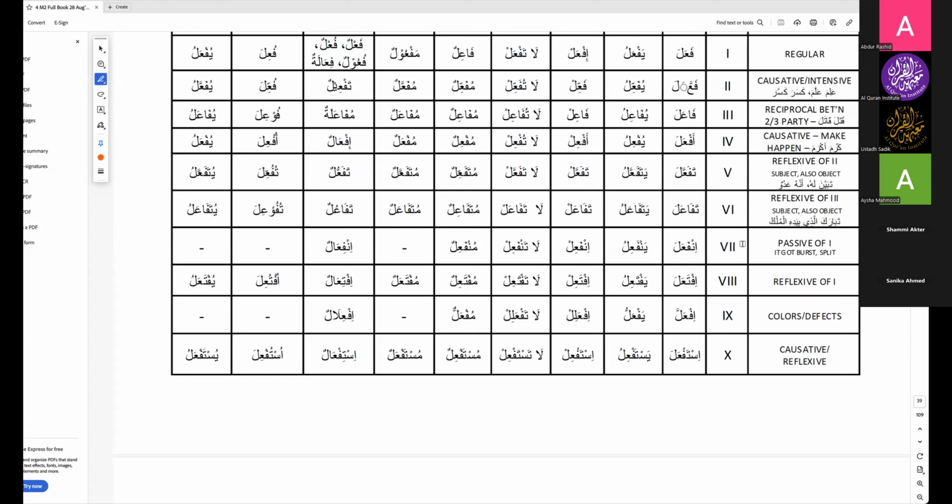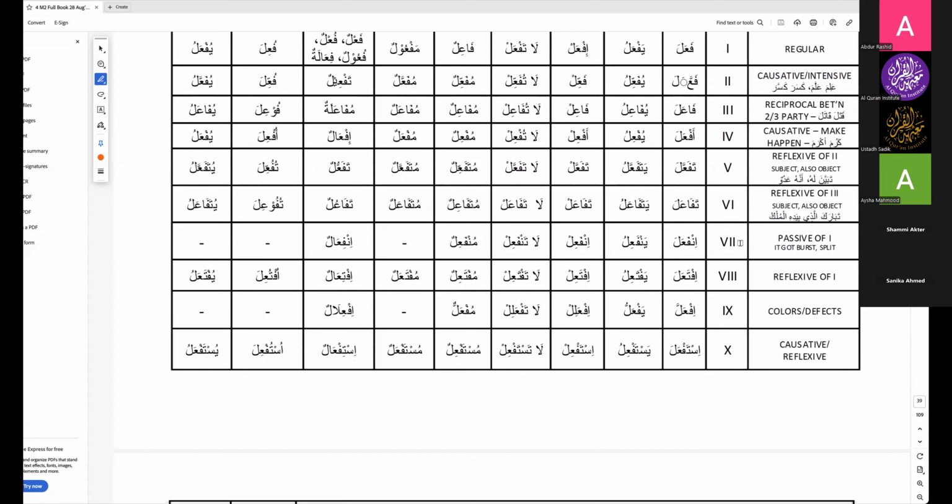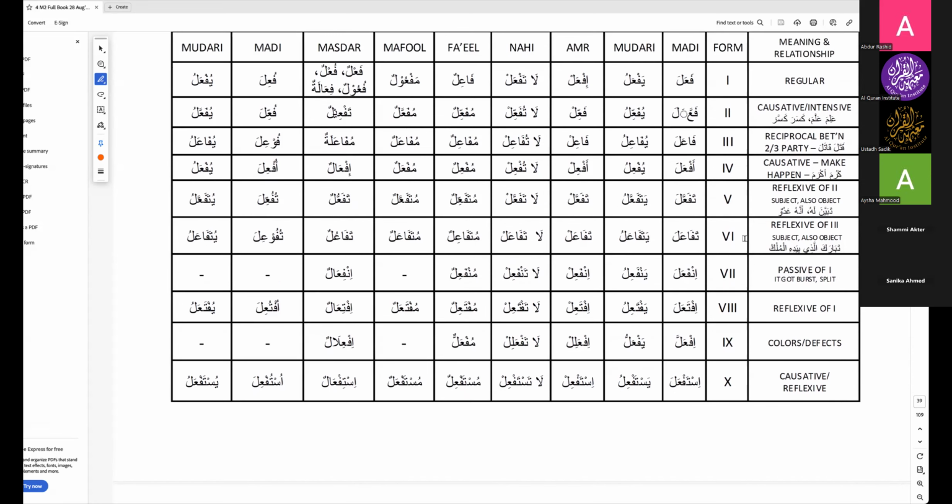Now we're coming to 7. Okay, verb form 7, infa'ala. It's passive of 1. Can you see? In is added here. Okay. Yanfa'ilu, infa'il, la tanfa'il, munfa'ilun. And there is no maf'ul. There is only masdar here. And there is no madi majhul or mudari majhul.